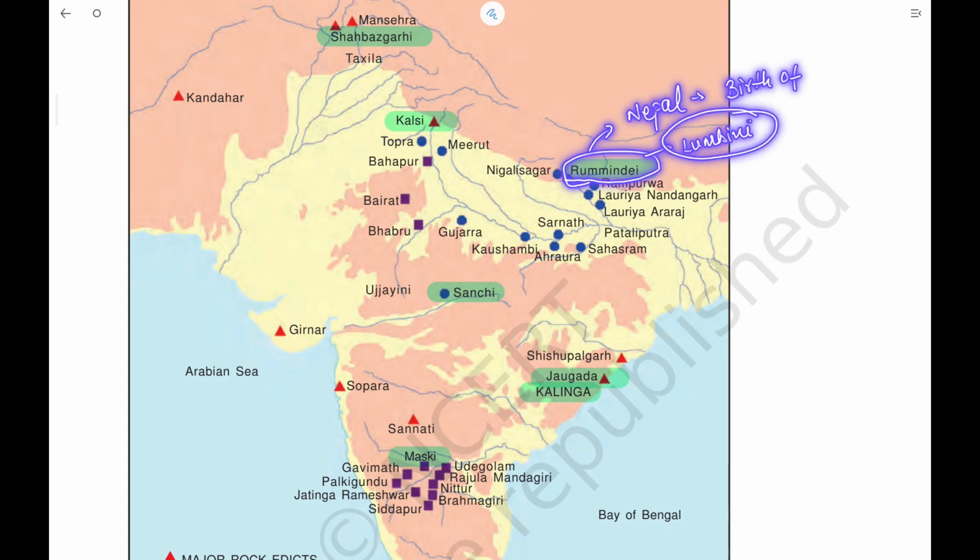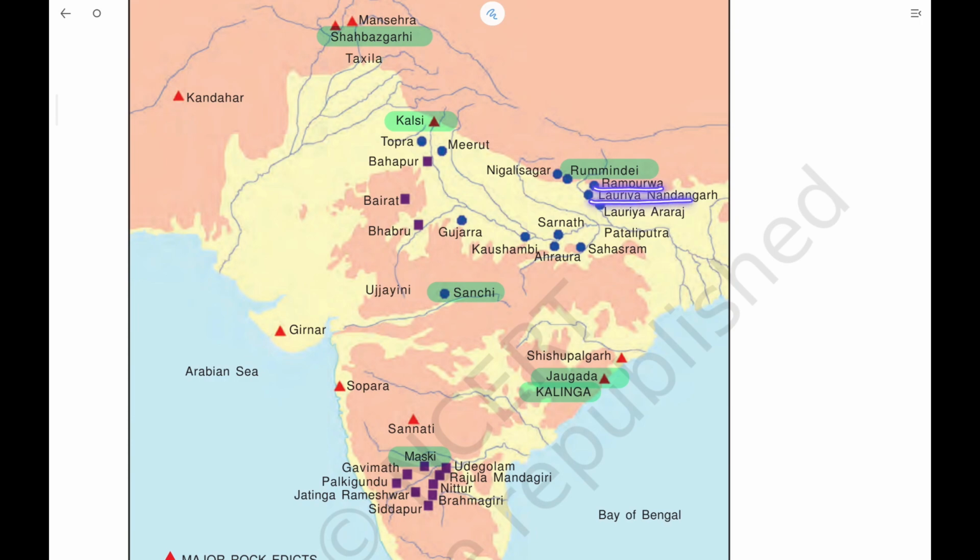Okay, now Rampurva, Lauriya Nandangarh, Lauriya Araraj, these are in Bihar. Patliputra, Sasaram is in Bihar. And if I talk about Sarnath, Gujra, Kaushambi, Arhaura, these all are in UP. Now, Nigali Sagar is also in Nepal. So just remember this, Nigali Sagar and Rumindei, these both are in Nepal. Now, Sanchi is in MP, and this Sanchi Stupa is nowhere related to Buddha. Okay, this point you need to remember.